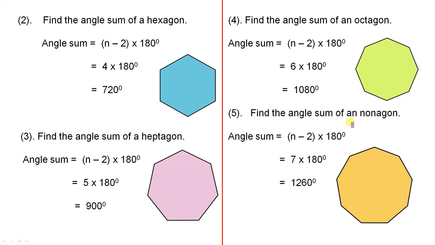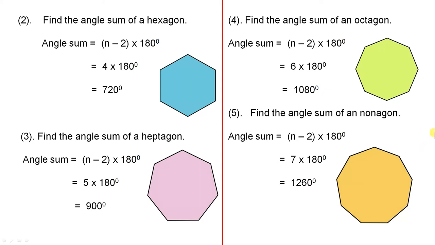And finally, just for this exercise, find the angle sum of a nonagon. A nonagon is a 9-sided figure. If we use the same formula and put n equals 9, 9 minus 2 gives us 7. 7 times 180 is 1260, and that's the sum of the 9 angles.